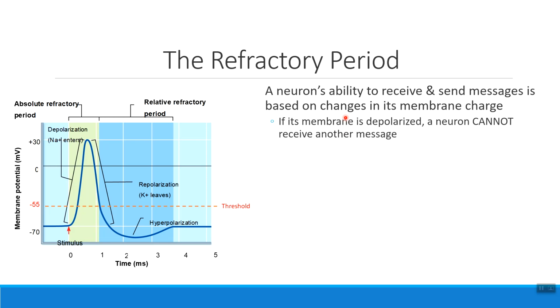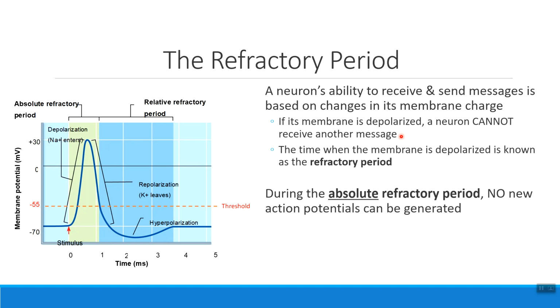When I talk about this thing called the refractory period, really what it comes down to is the fact that when I am depolarized, when my membrane charge is high, because I've already received a message, I can't then receive another message. I can't raise my membrane charge when it's already raised. This is the refractory period. So the period of time when the membrane on my neuron is depolarized, when it's too high, is the refractory period. There are two kinds of refractory periods on our neuron.